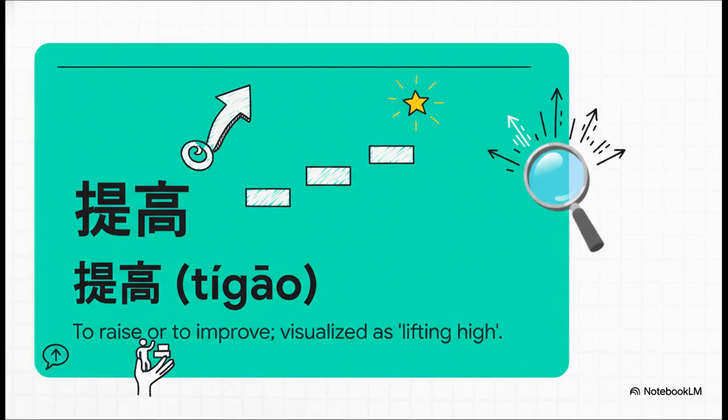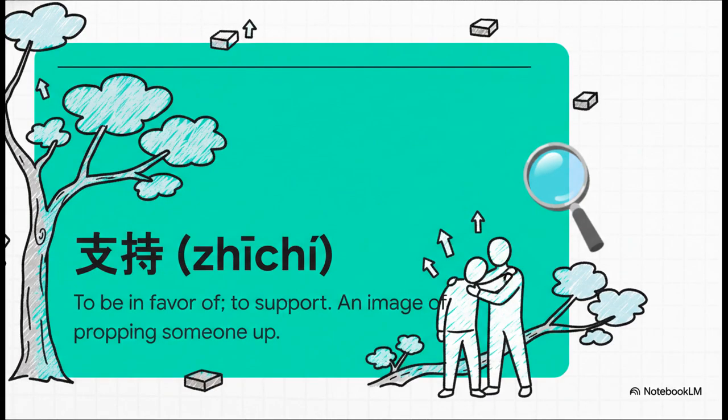Now let's talk pronunciation, because this is where a lot of students stumble. The first character, ti, is a rising second tone. A lot of English speakers pronounce it with a flat first tone. Can you hear the difference? That upward lift isn't just a sound, it is part of the word's meaning. Come on, let's all try it. Tigao. Nice.